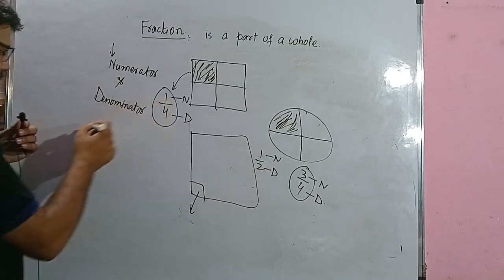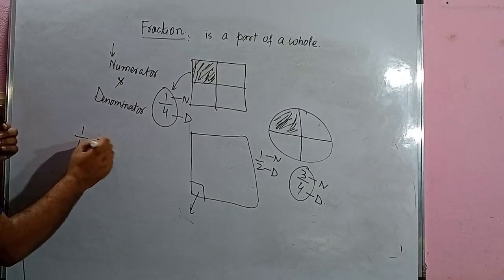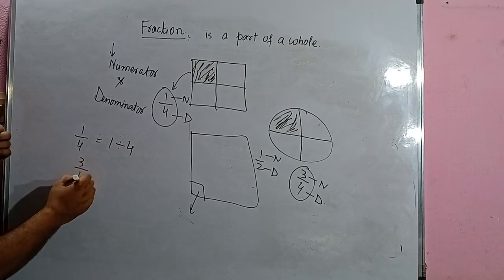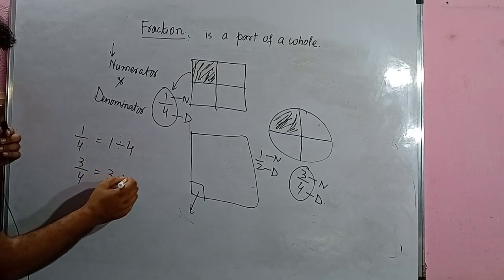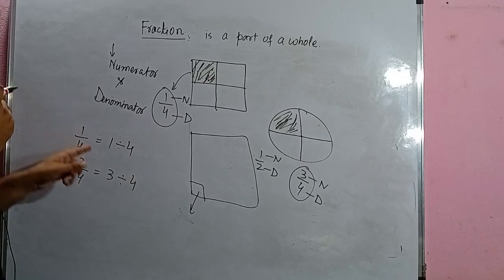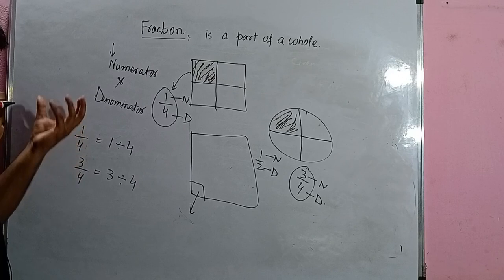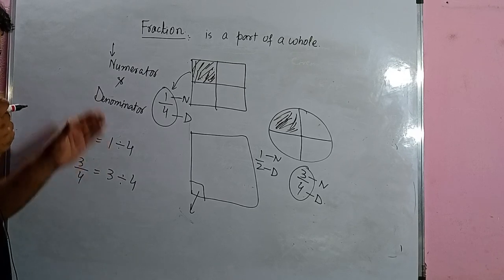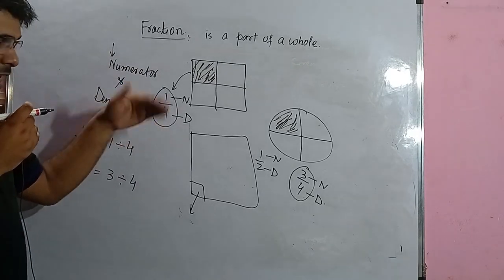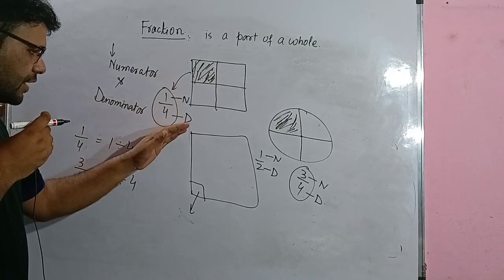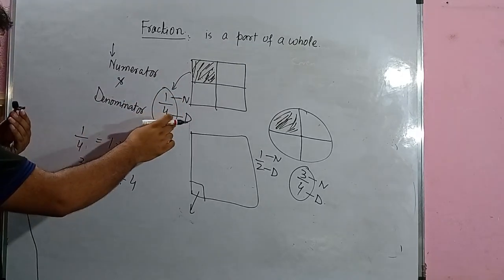Now you can see here 1 by 4. I can also write this as 1 divided by 4. You can see 3 by 4 is here. I can also write 3 divided by 4. So a fraction we can also write like this. So here you need to understand numerator and the denominator. What is written above the line, that's the numerator, and what is written below, that's the denominator.